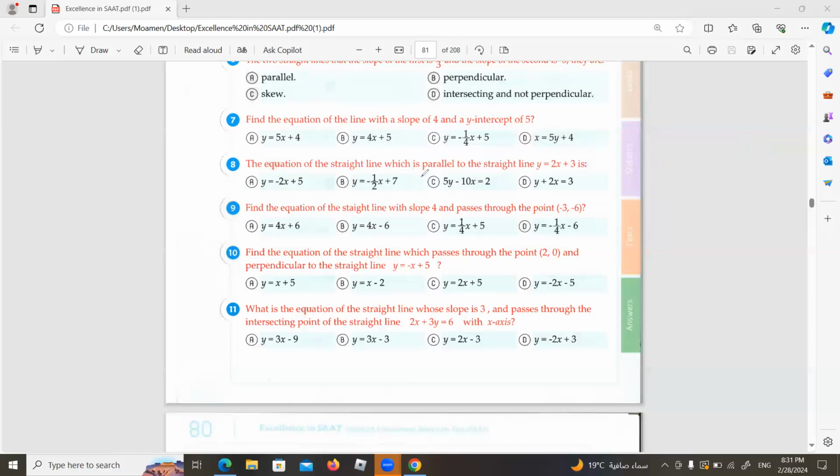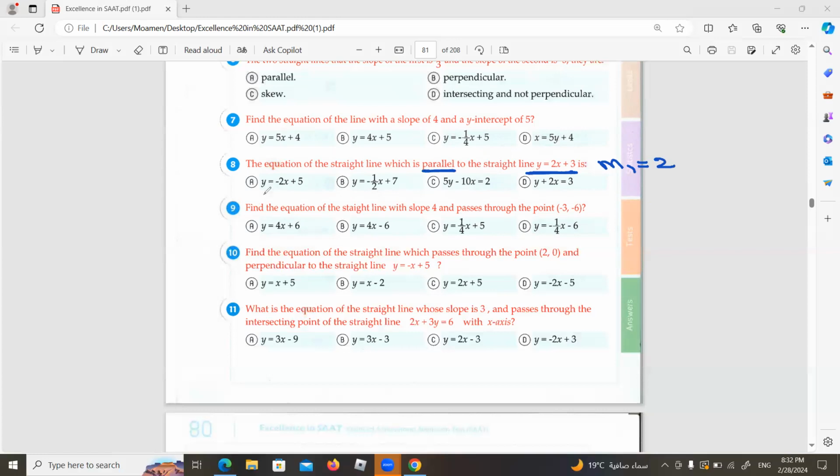The equation of the straight line which is parallel to this straight line. Okay, you don't give me a point, so we just need to know the slope of the given line and check the slope of the choices. You must have the same slope. So the slope here, y equal 2x plus 3, so our slope or m1 will be equal to 2. They are parallel, so you must have the same slope.